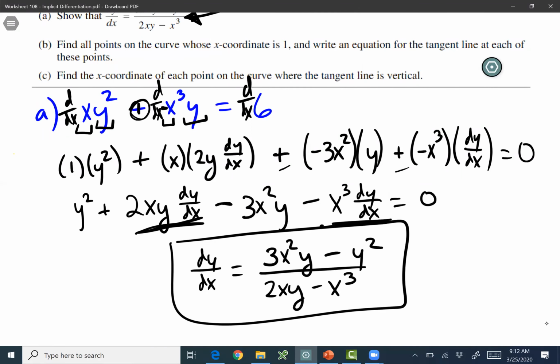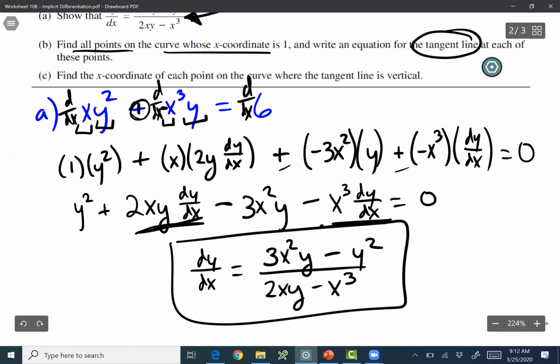Next one says, find all points on the curve whose x coordinate is 1, and then write an equation for the tangent line at each of these points. Okay, kind of rhetorical question. You don't have to answer this, but what do you think of when you see at each of these points, right? You would think that there's more than one answer. Same thing with find all points. You think there's more than one answer.